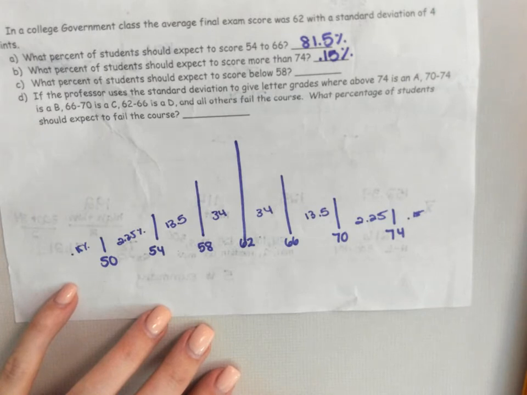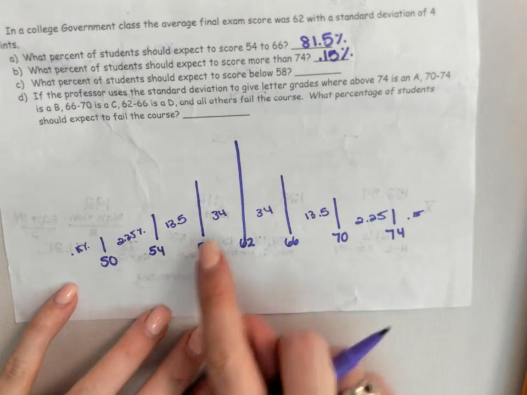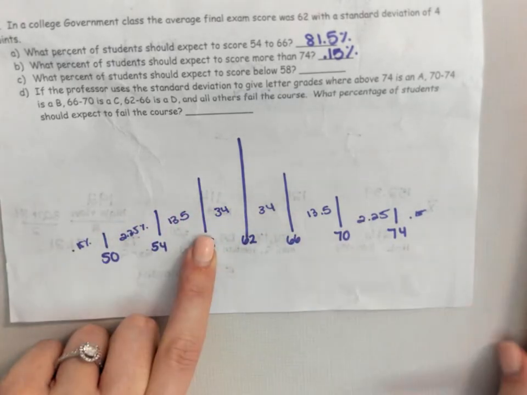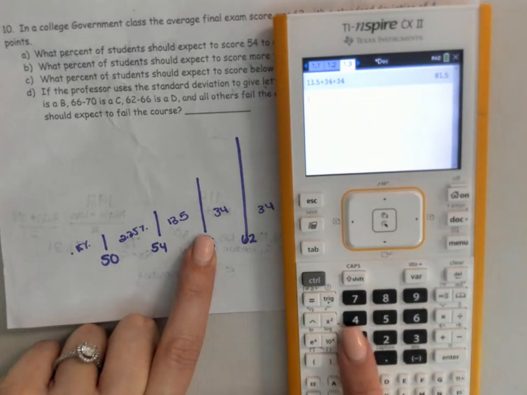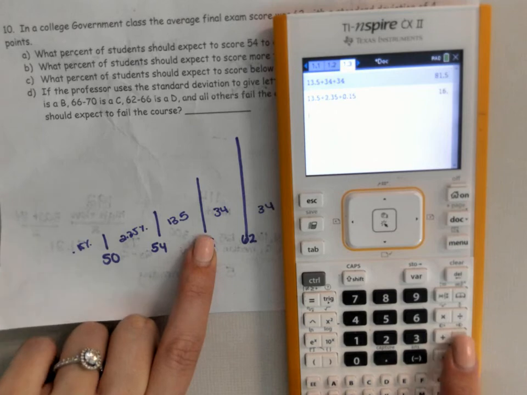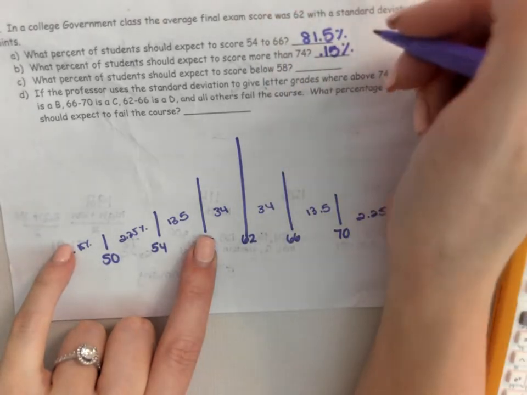What percent of students should expect to score below a 58? So below a 58, you're adding these 3 sections together. So 13.5, 2.35, and 0.15. So 16%.